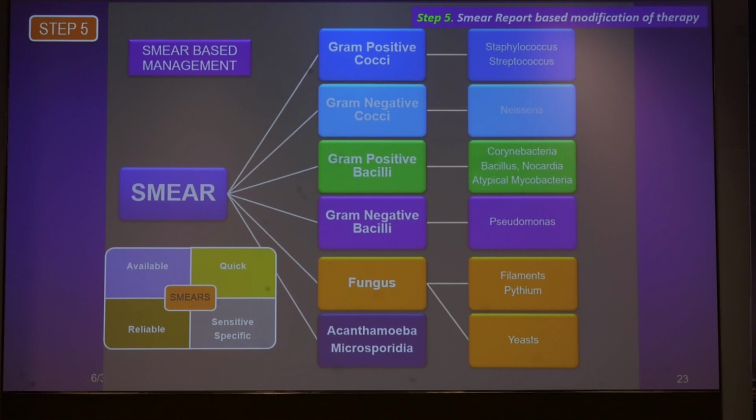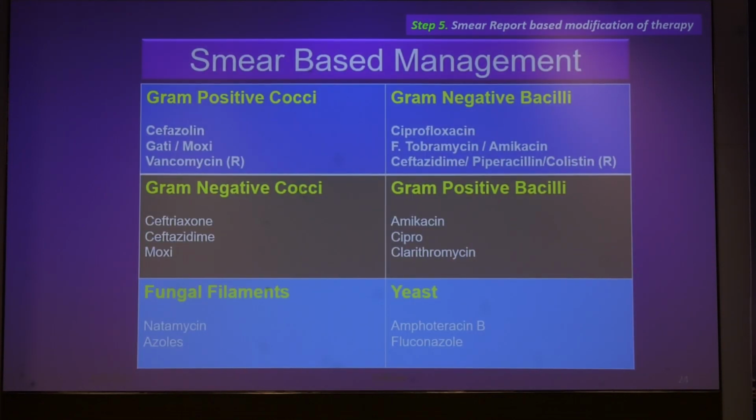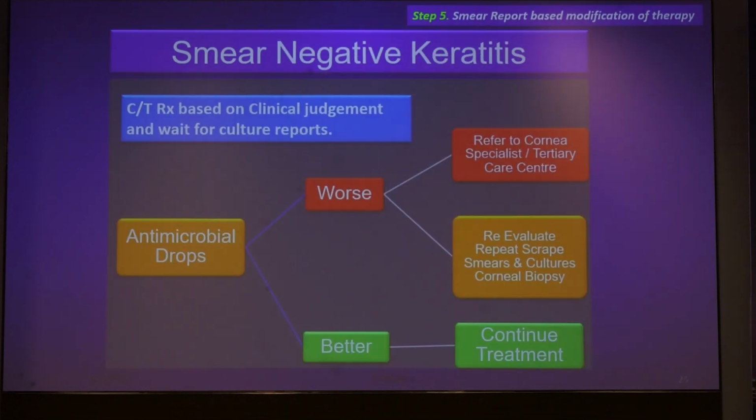So we started something based on our clinical judgment, and within a few hours, normally we have a smear report which comes back from the lab. We know the smears are quick, extremely reliable, and based on that, we know what sort of organism we are looking at, and we can decide whether we need to give an antibiotic, antifungal, or whether even we can pick up unusual organisms from the smear. So they can be extremely useful, and based on the smear report, we could select what drops we need to use for the given patient.